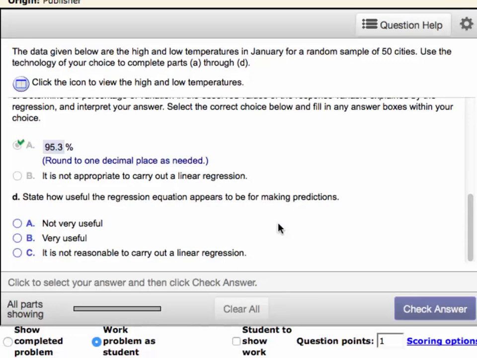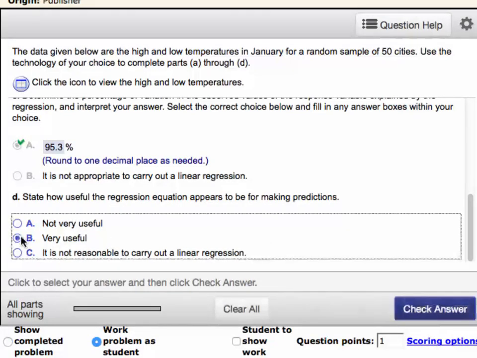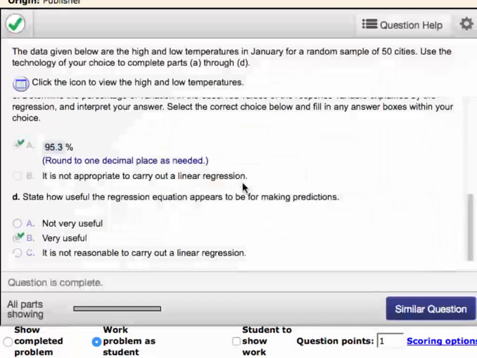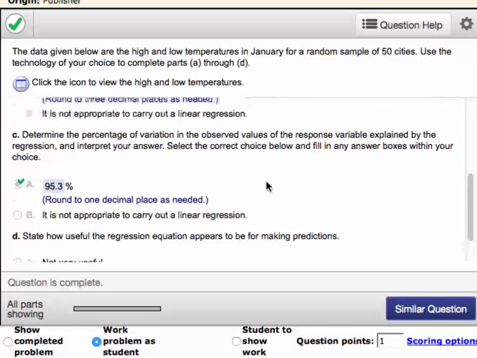State how useful the regression equation appears to be for making predictions. Very useful. Why? Because it's a very high R squared value, and because that data had a very strong linear trend. Question is complete.